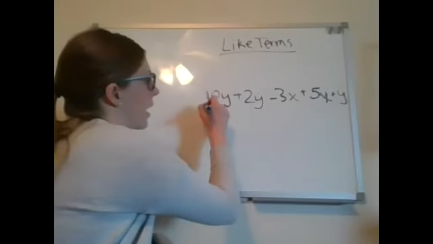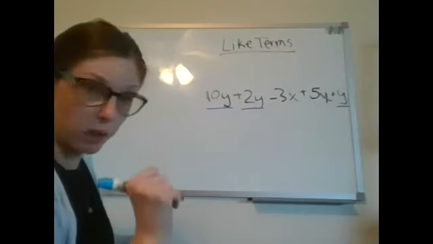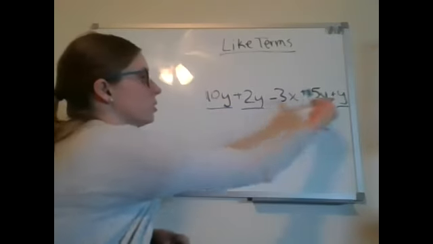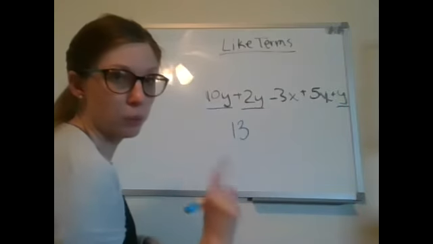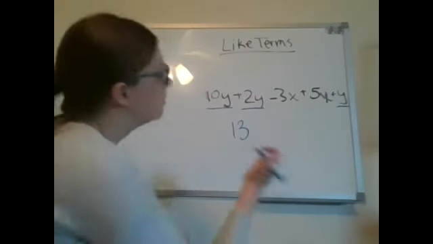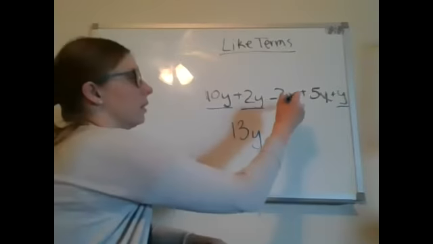So if I start with y's, I have a 10y, a 2y, and a plus y, which means plus 1y. So 10 plus 2 plus 1 would be 13. Don't forget to put 13 what? This is 13y, okay? Now we got to look at our next one.